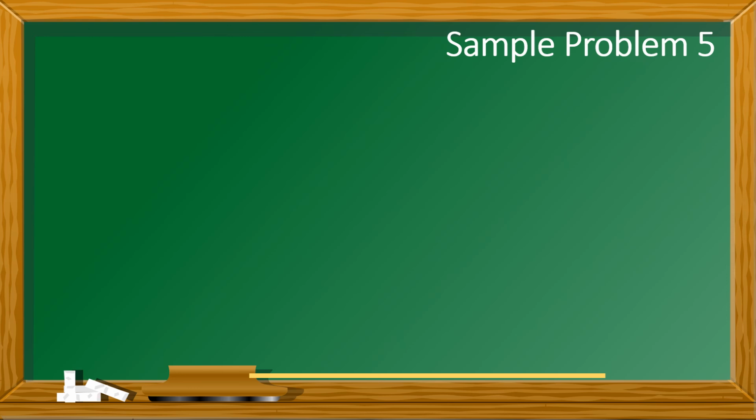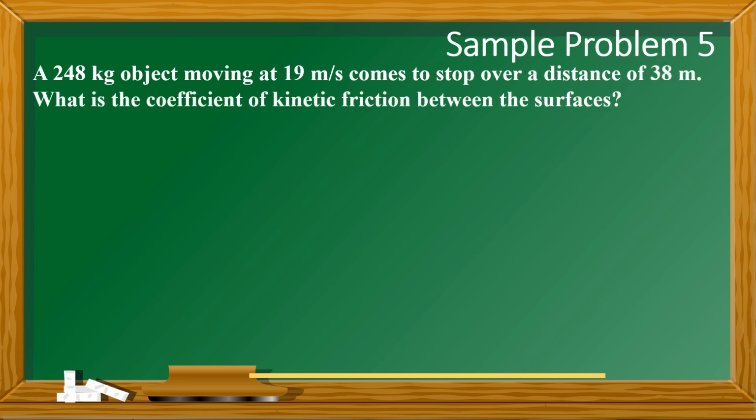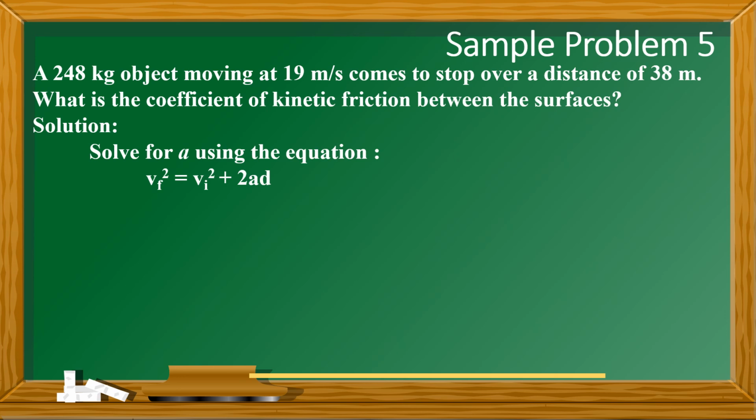Now let's move on to solving our last problem. Sample problem number 5. A 248 kilogram object moving at 19 meters per second comes to a stop over a distance of 38 meters. What is the coefficient of kinetic friction between the surfaces? In order for us to solve for the coefficient of kinetic friction, we have to first get the value for acceleration using the equation final velocity squared is equal to initial velocity squared plus 2ad.